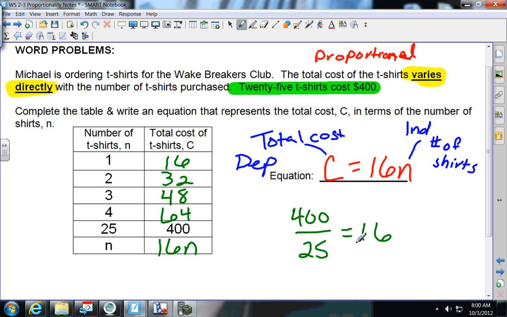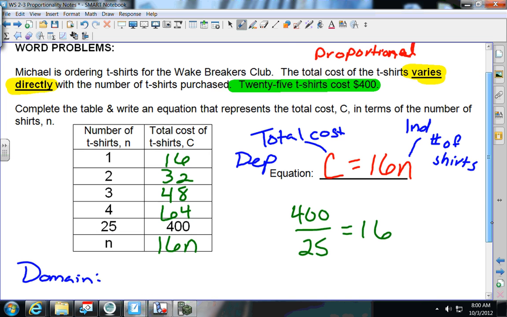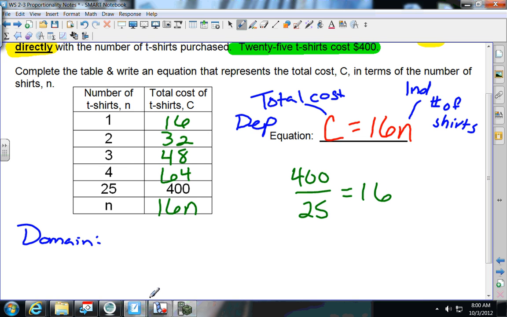If I asked you in this equation, what would be the domain of the situation? What would you tell me? Okay, well, it would be the number of shirts. But what numbers are they?